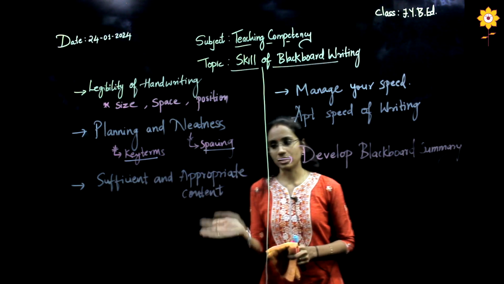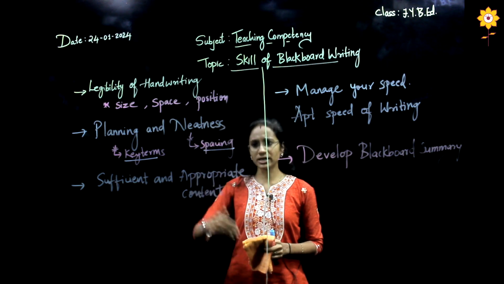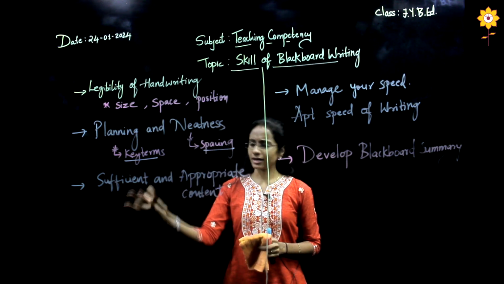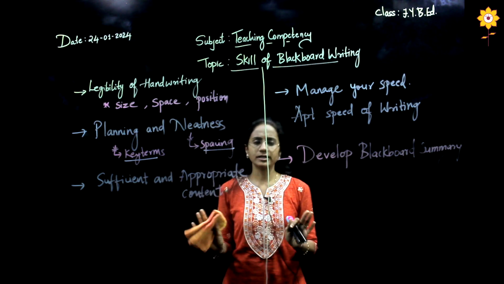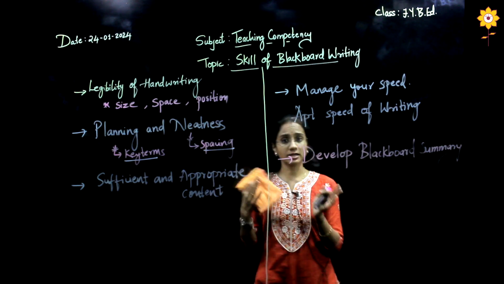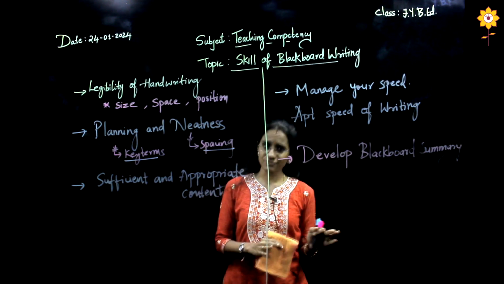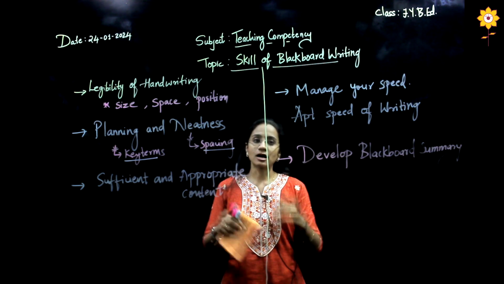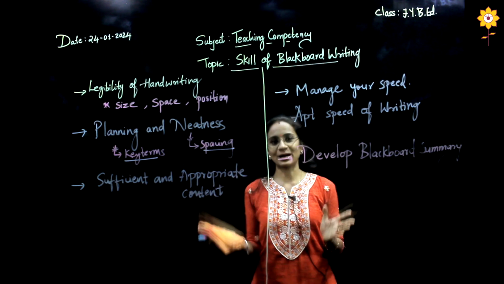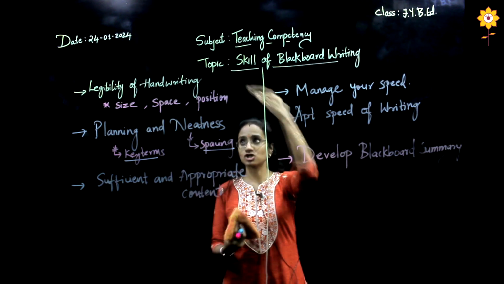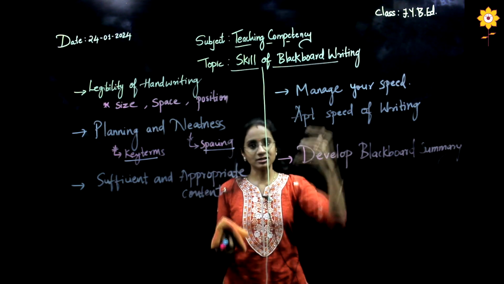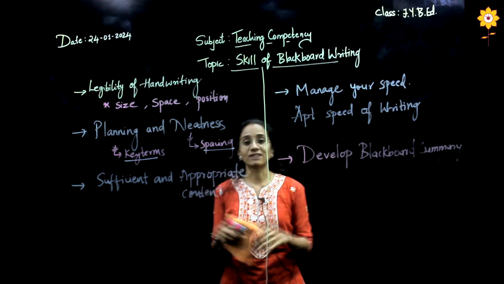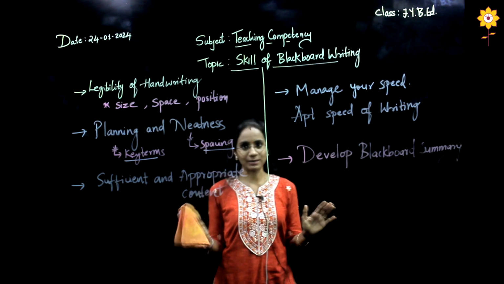Sufficient and appropriate content should be covered so that all the key terms are there and you have your content clearly visible. Manage your speed in writing, not to go very slow also and very fast also. So you have to manage your speed in writing. Okay, now another last thing is develop your Blackboard summary. So while teaching only, make sure how these points are there in the Blackboard, which will help you to have a summary at the end in the Blackboard.